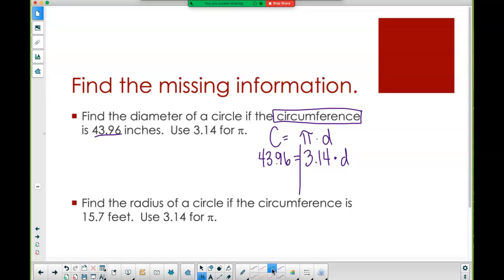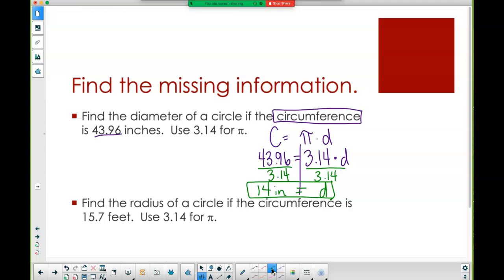How do I get the d by itself? Tyler? Divide. Divide by 3.14. So you get d equals, and use your calculator, 43.96 divided by 3.14. Caleb, what do you get? 14. 14, and it's inches. Okay, that answers the question in this case because it said find the diameter, and we have the diameter. We're good.